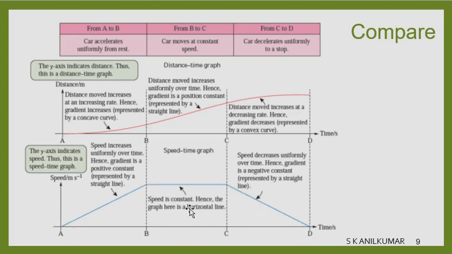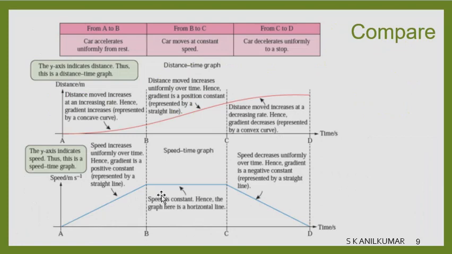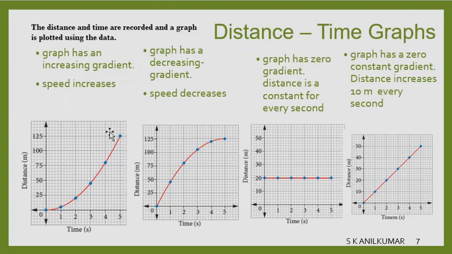Speed is constant. Speed increases, speed decreases. This is what we said. Increasing gradient, decreasing gradient, constant speed but acceleration, constant speed but deceleration. But here it is like this. Why is it like this? This is increasing gradient, speed increases; decreasing gradient, speed decreases; speed is constant and increase is constant.